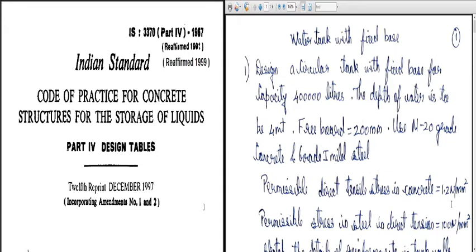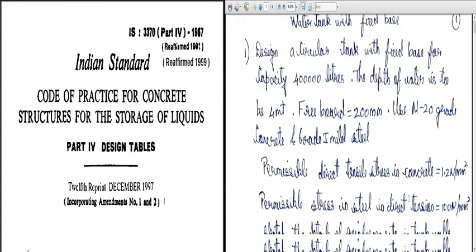In the previous lecture we came across the design tables according to IS 3370 Part 4 for calculating the bending moment, hoop tension and shear at the base. So we'll just go through what we have done in the previous class.